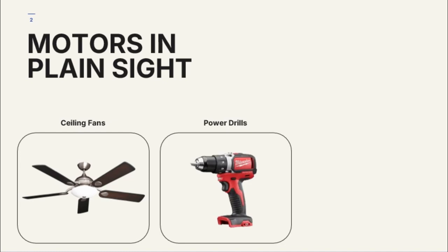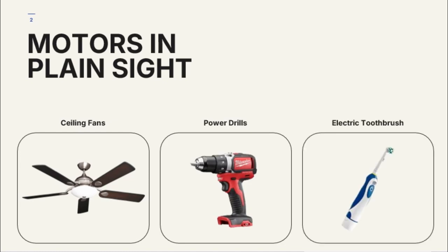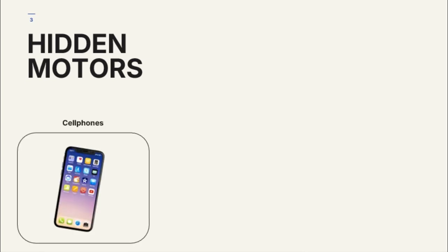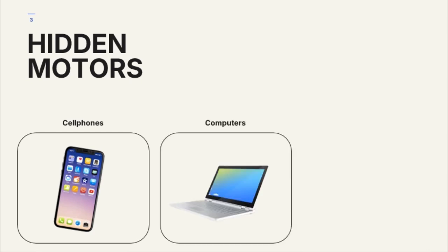Ceiling fans, power drills, and electric toothbrushes are some of the first that come to mind, but they show up in places you might not even think about. Cell phones have small motors that create a vibration when a phone receives a notification. Computers have motors to spin the fan blades, keeping the computer cool. Some computers utilize a disk drive that requires a motor to read and save data.